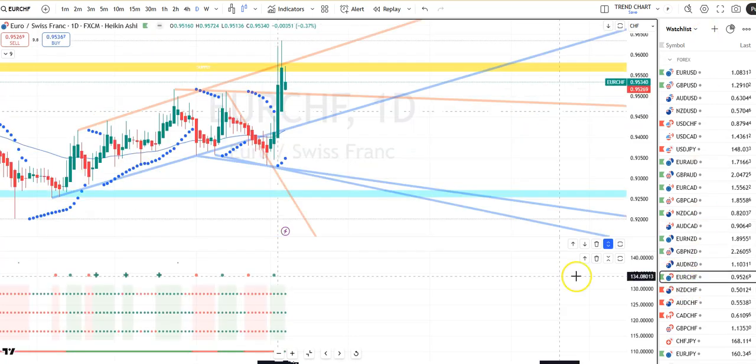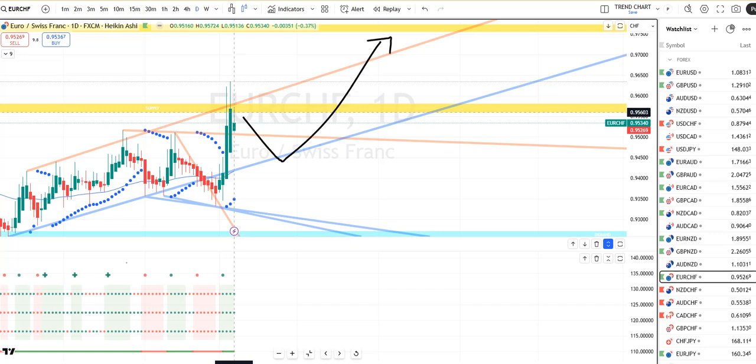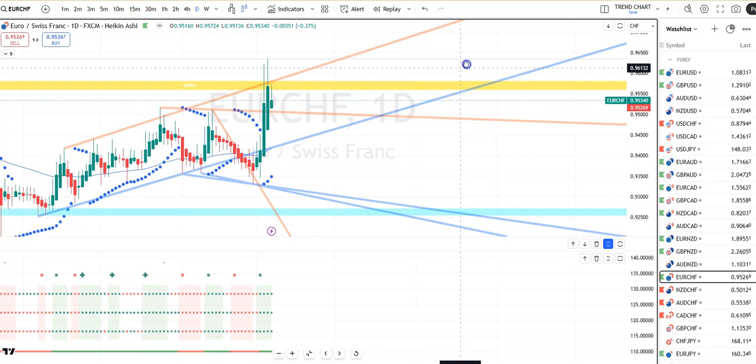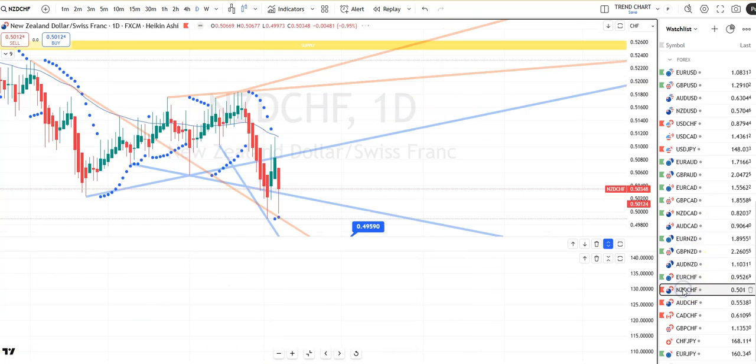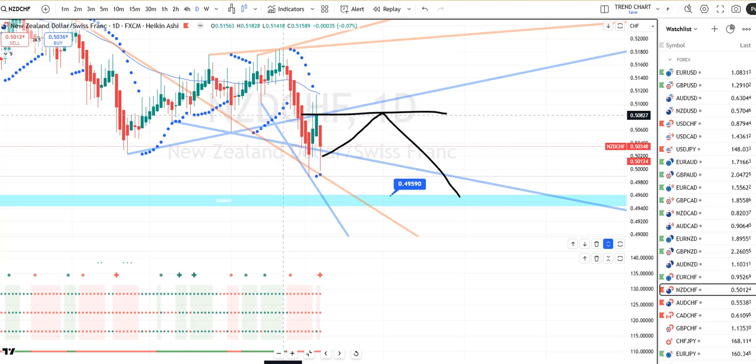Euro Swiss to the upside, but you can see it's limited, so I need to watch this. Any pullback down to this area will be interesting. We could see price go much higher, but I'm not convinced of this because the Swiss franc is strong. So we'll be looking at other opportunities like the New Zealand Swiss down to 49.59. Any pullback into this kind of area is then going to head for 49.59.